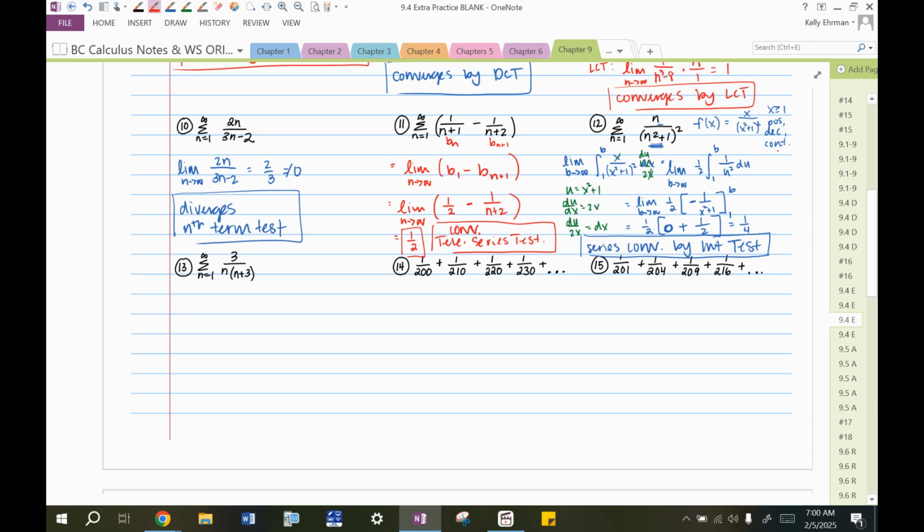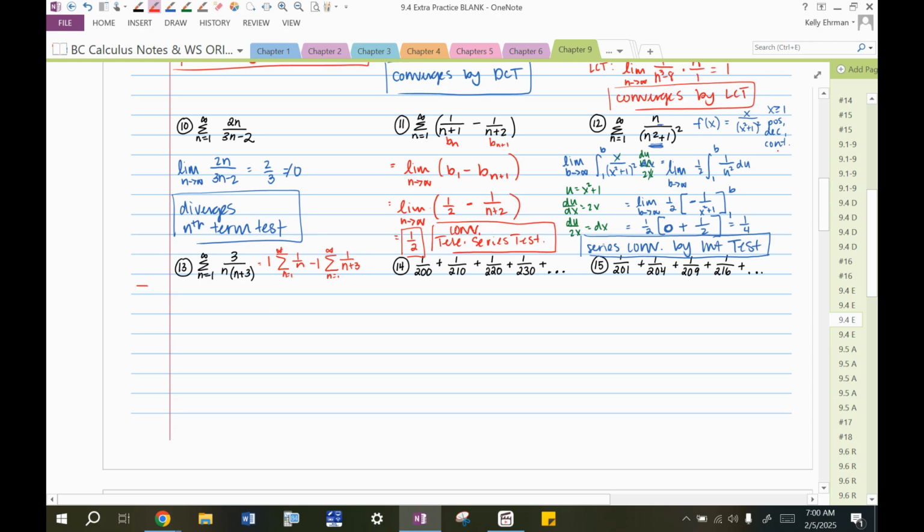All right. If I see a factored denominator, my first thought is partial fractions. So I'm going to try to split this up into something over n and something over n plus 3, and use the cover-up method. If n equals 0, then 3 over 3 becomes 1. If n equals -3, 3 over -3 is -1.